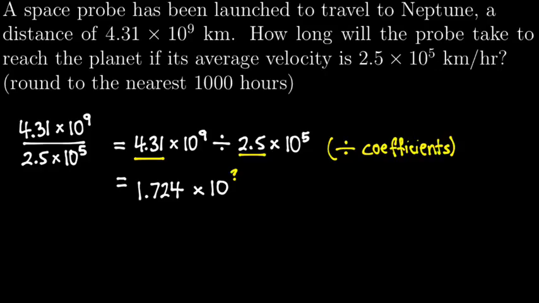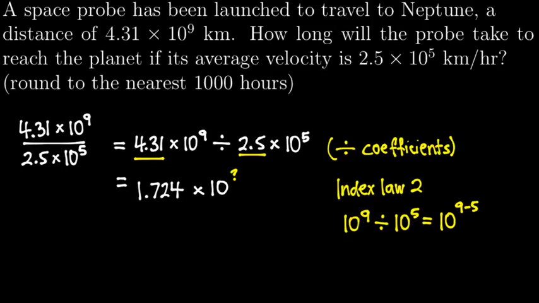Now, with the indexes, the 10 to the power ofs, I can use index law 2, and I've got a 10 to the 9 divided by 10 to the 5, and index law 2 says I subtract the indexes. So I can replace all those with 10 to the 4, and now I've got that written there in scientific notation. Now I want to work out an answer in hours, so I'm going to expand this out into ordinary numbers. So that's 1.724, I'll add a few trailing zeros and move the decimal 4 places.